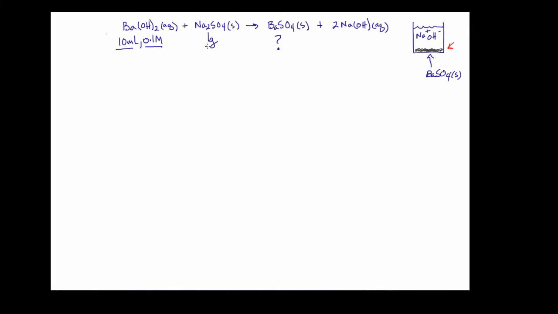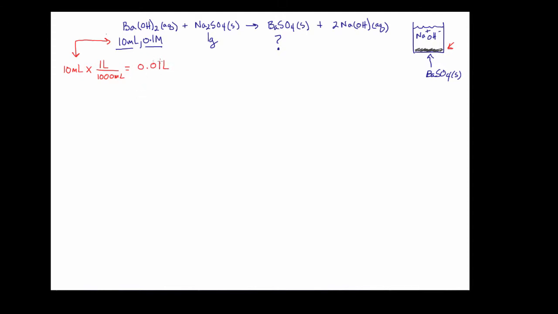The catch here is that we're going to have a slightly different kind of calculation to do for the two reactants. In the case of the barium hydroxide, we have a volume and a molarity, so we're going to need to find the moles of the barium hydroxide, and the way we're going to do that is by first converting the volume to liters. Remember that in 1 liter there are 1,000 mLs. So 10 milliliters of barium hydroxide is actually 0.01 liters.